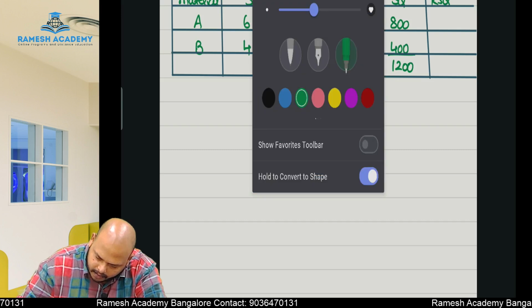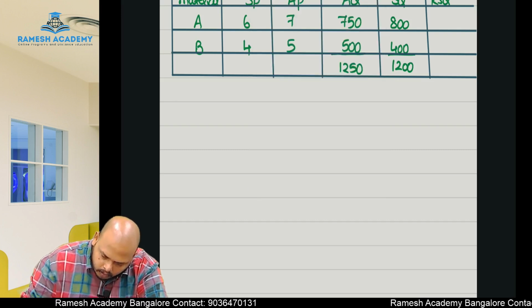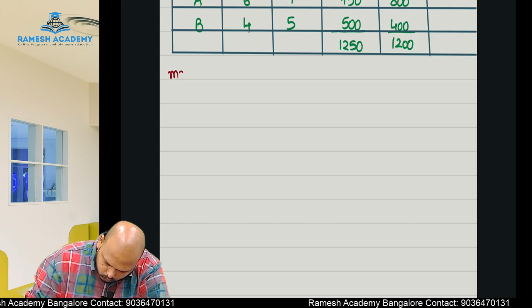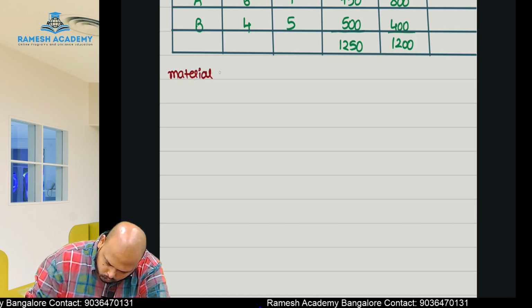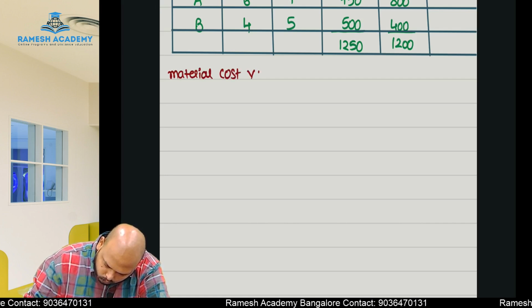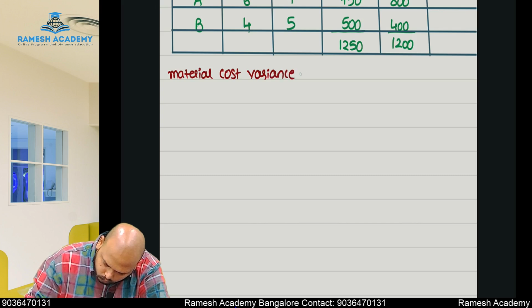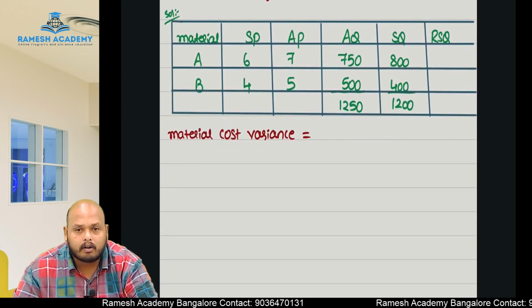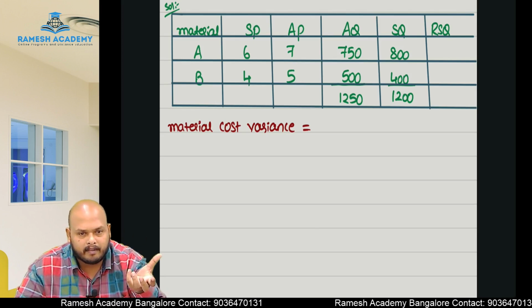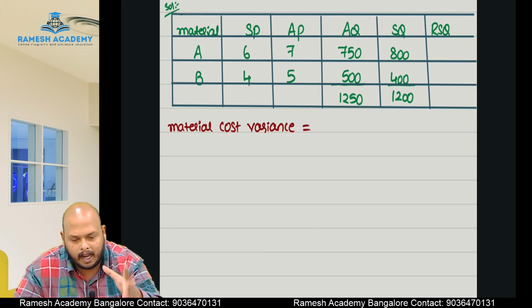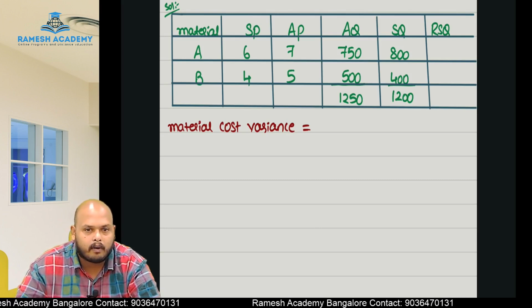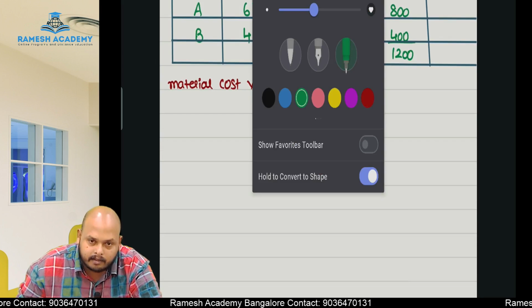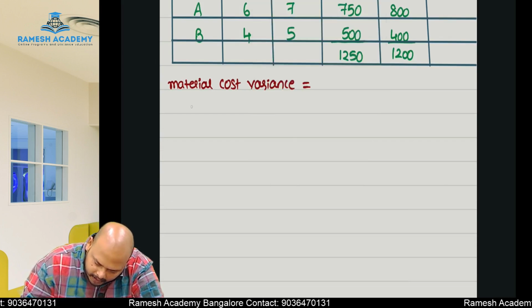The first variance is material cost variance. Material cost variance means the difference between the expected material cost and actual material cost. Okay? Now what are the different types of materials we have? Two materials, A and B. Let us calculate the variance.